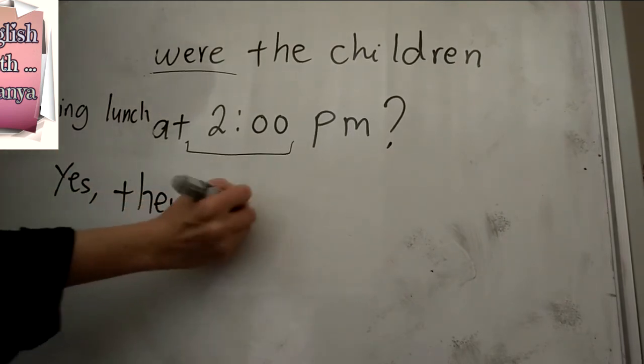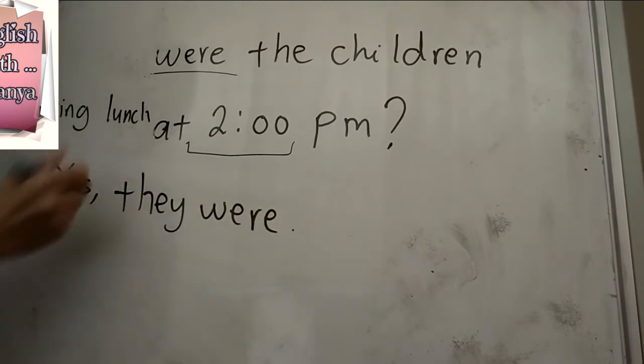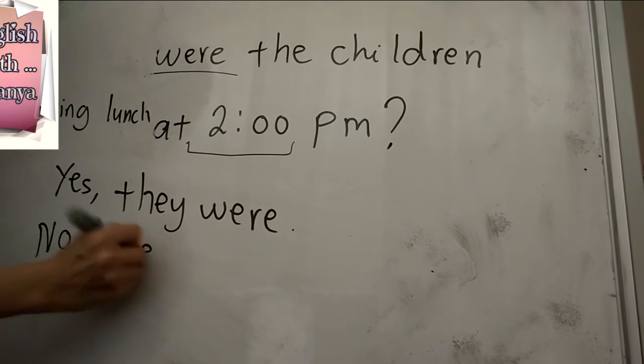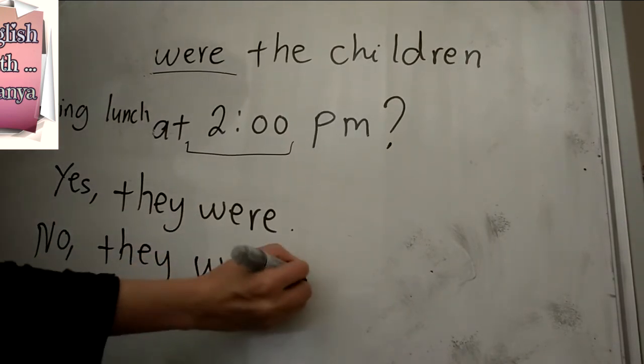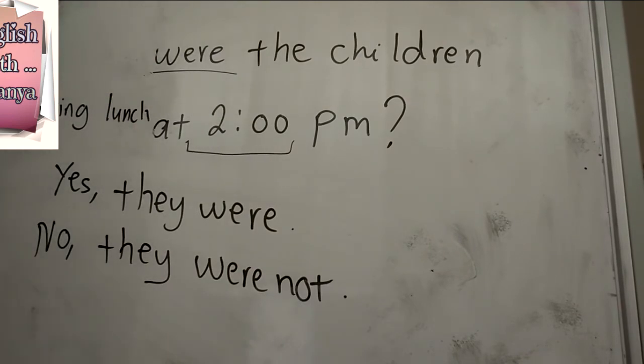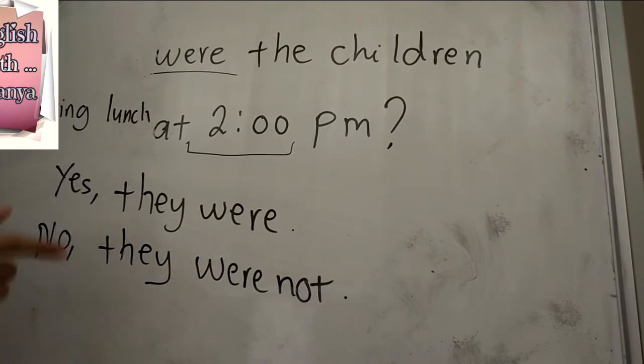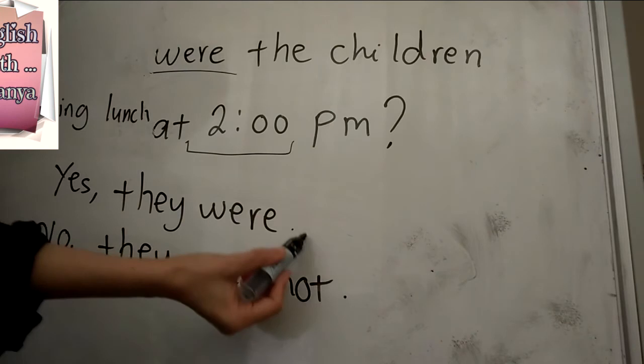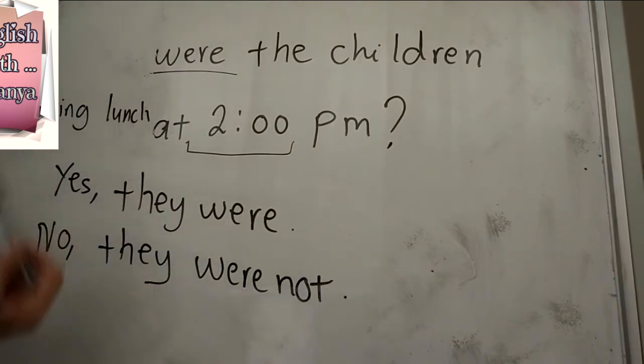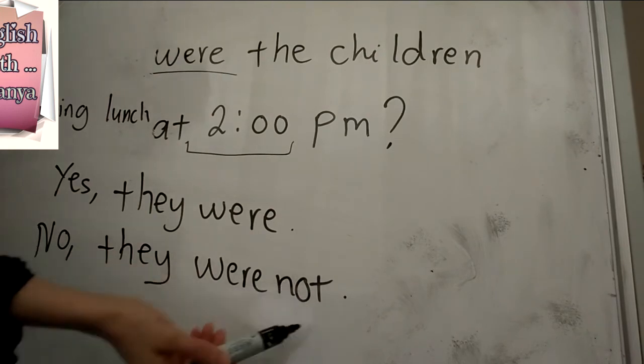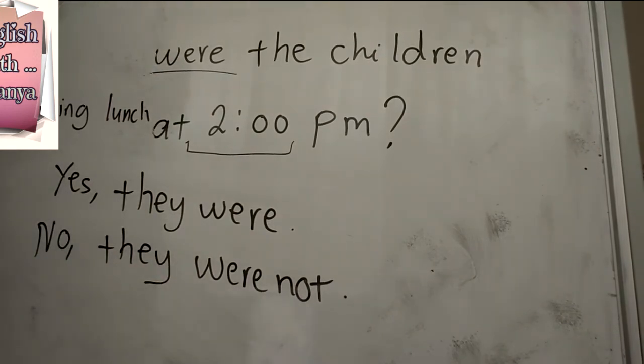they were, or no, they weren't. This is actually if you want to provide just a short answer. You can say yes they were or no they weren't. But if you want to provide the complete one, you will say yes they were, and then they were having lunch at 2 p.m., or no they were not, and then they were not having lunch at 2 p.m. Alright, so both answers are fine.